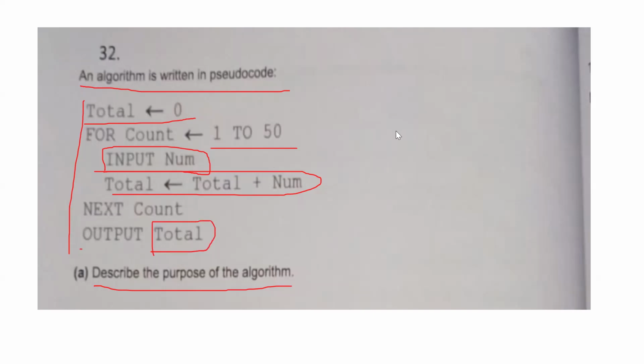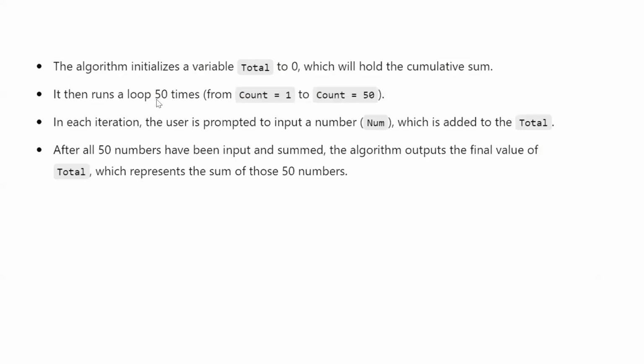I can show you in the description here. The algorithm initializes the variable total to 0, which will hold the cumulative sum, adding each number. It then runs a loop 50 times from count equal to 1 to count 50. In each iteration, the user is prompted to input a number, num, which is added to the total. After all 50 numbers have been input and summed, the algorithm outputs the final value of total, which represents the sum of those 50 numbers. Now you got it? What is going on in the loop?